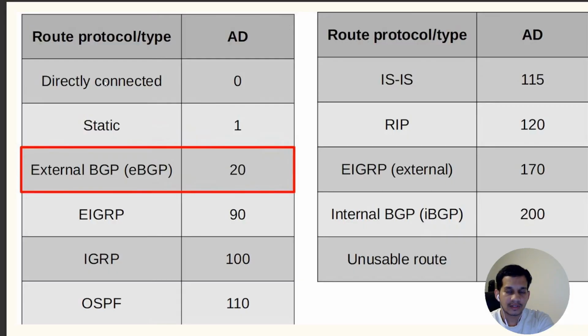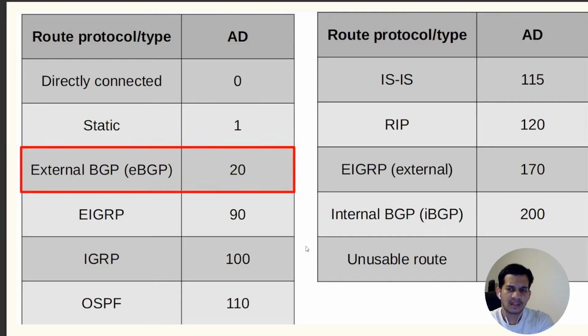And yeah, so directly connected is 0, static is 1. External BGP is like 20. So this is like external border gateway protocol. EIGRP is 90, IGRP is 100, OSPF is 110, ISIS is 115, RIP is 120, EIGRP external is 170, and this.